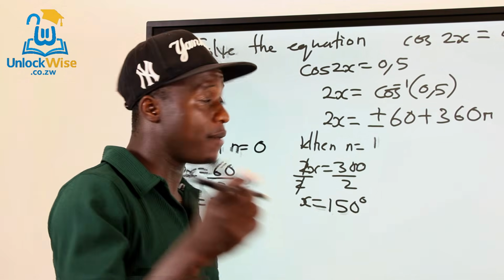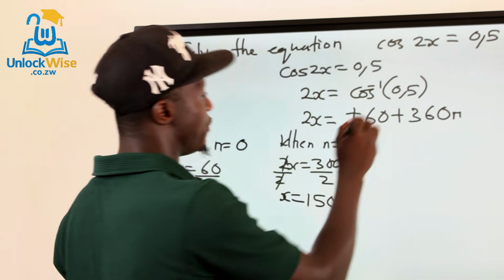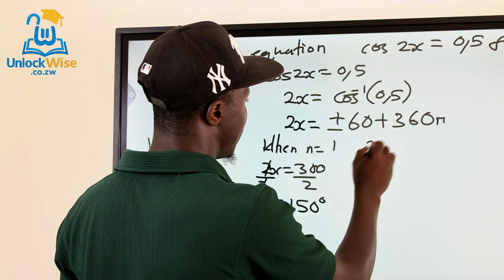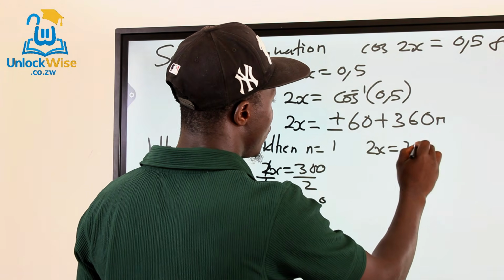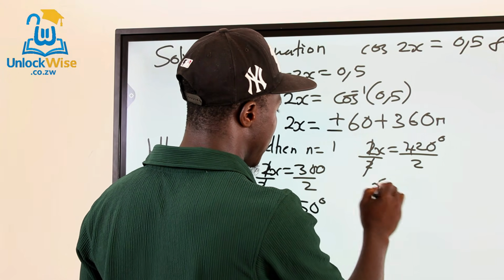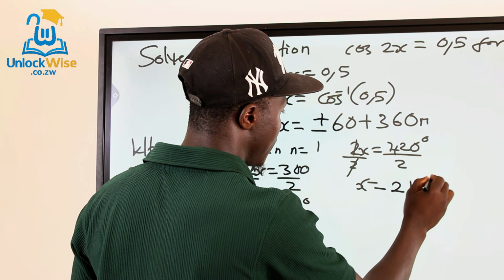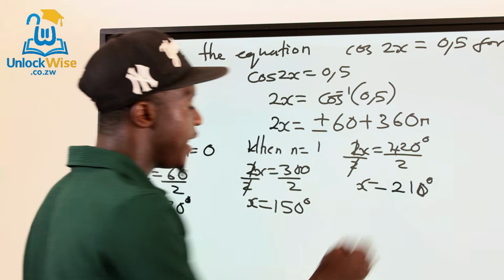Then on the same value when n is equal to 1, we are going to take 60 when it's positive. So we say 360 plus 60, 2x is equal to 420 degrees. Let's divide by 2, x is equal to 210 degrees.